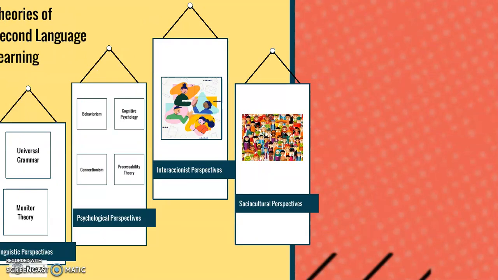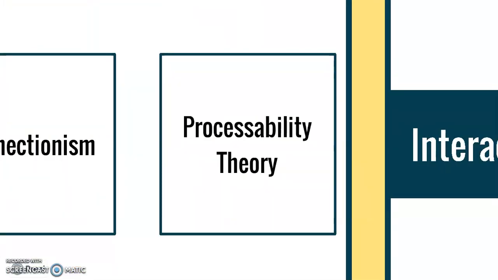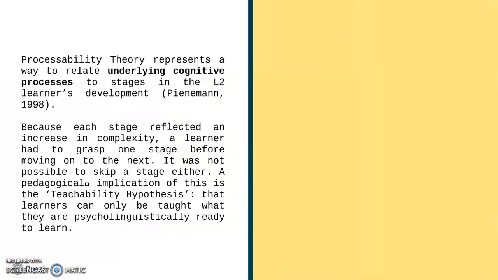And the last one of the psychological perspectives is the processability theory. The processability theory represents a way to relate underlying cognitive processes to stages in the second language learners' development. Learners begin by noticing the most typical word or pattern in a language and using it in all contexts. Next, they would be able to move the words at the beginning and at the end of the sentence. Only later in the development could they manipulate the less prominent words because they were embedded in the middle of the string of words.